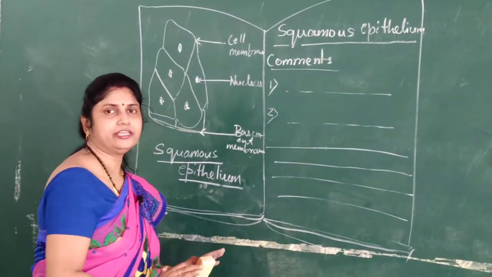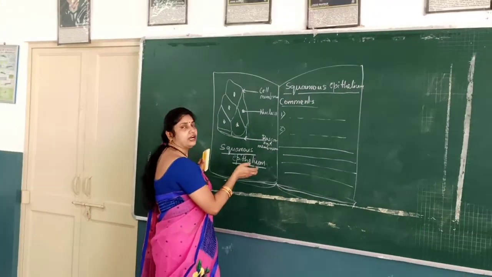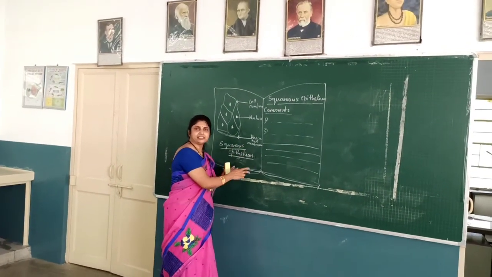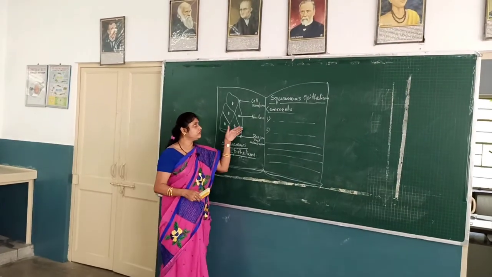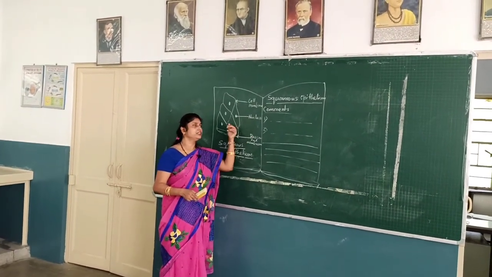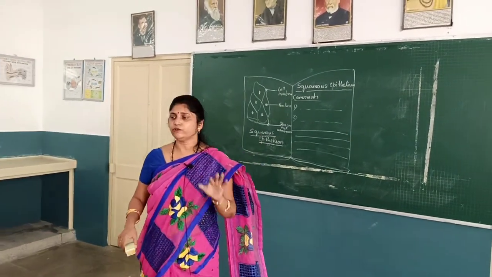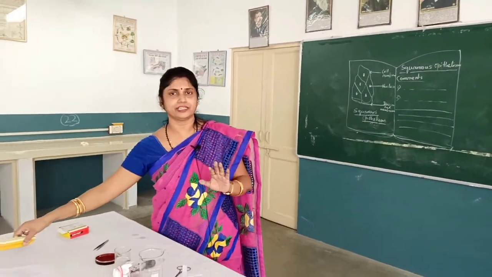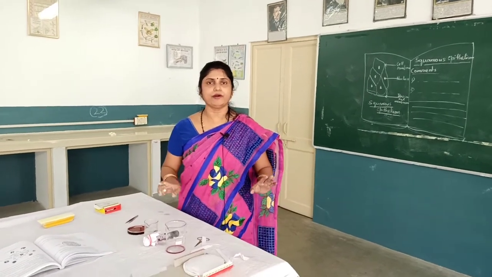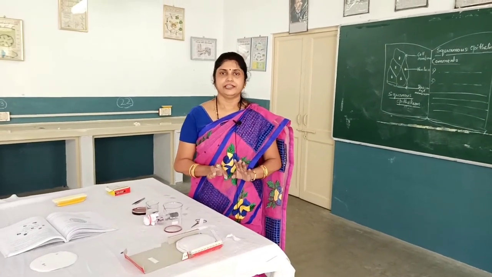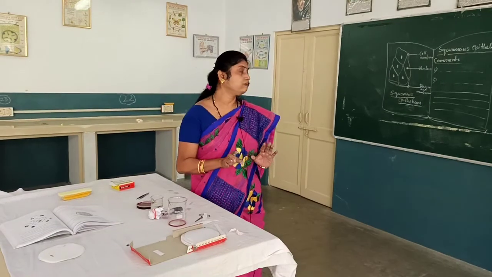Okay. So I think you have understood how to write the practicals and all the structures, how to label them, the drawing and the comments you have understood. So this is how you have to do in your practical record. So this is all about your permanent slide of animal tissue.